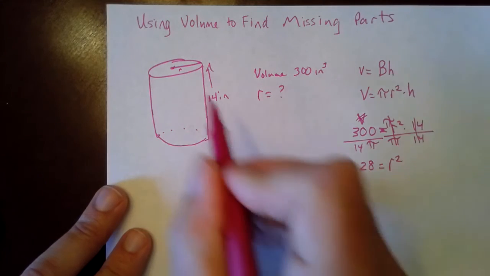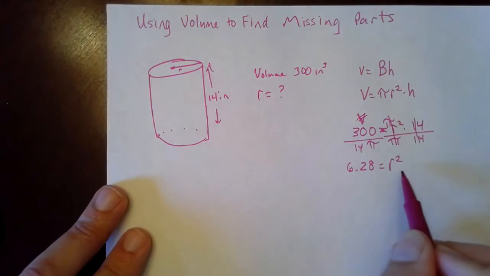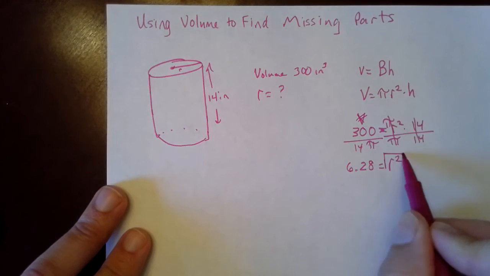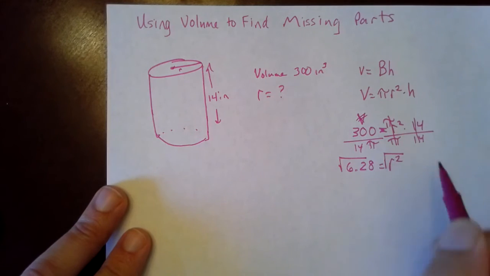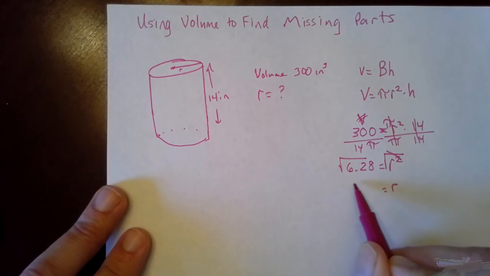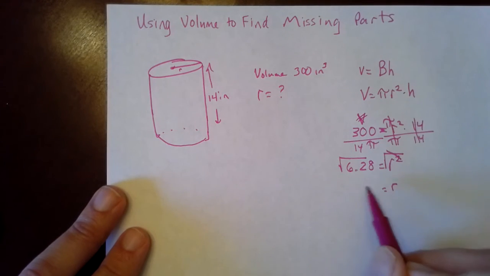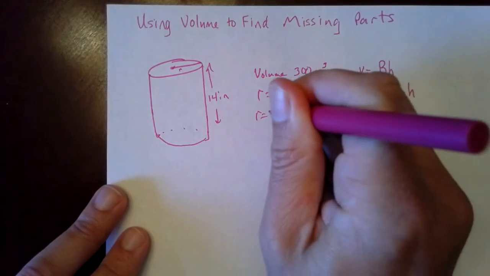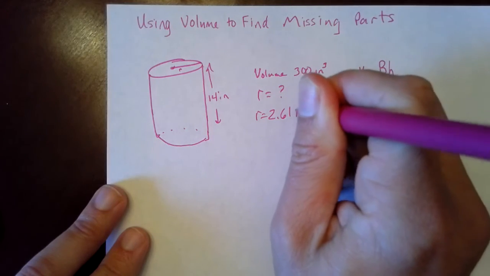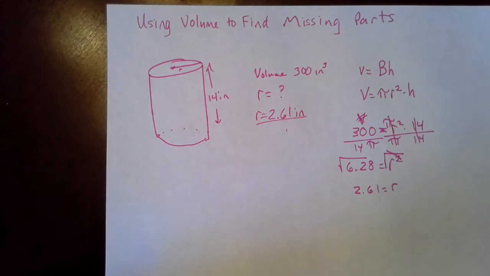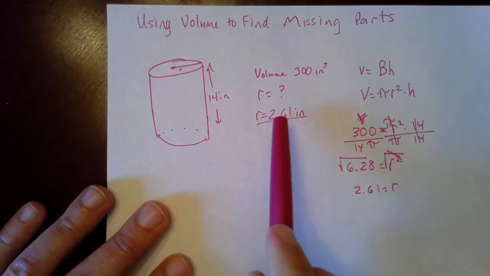Not my radius. If I take my radius and times it by itself, radius squared, I get 6.28 squared. So now my last step is I need to take the square root of both sides. That will cancel out the R squared, giving me just R. And this will leave me with approximately 2.61. So my radius is about 2.61 inches. All right, not squared, not cubed, inches, because it's just a length.